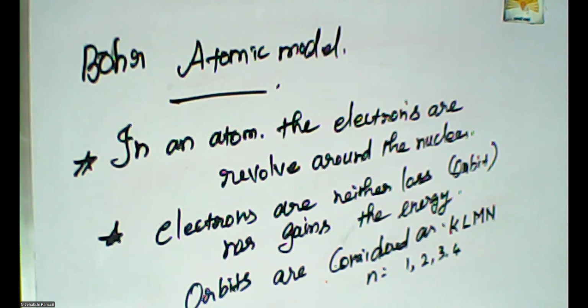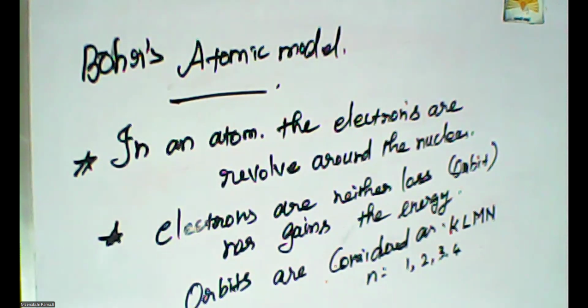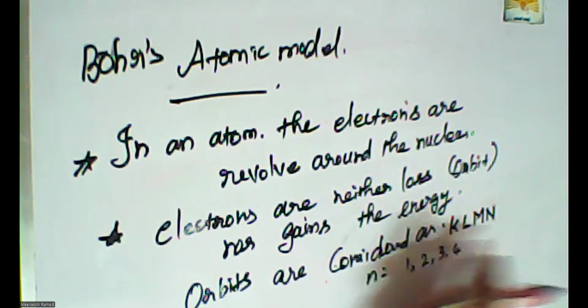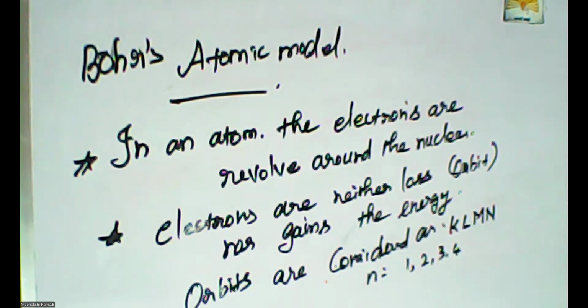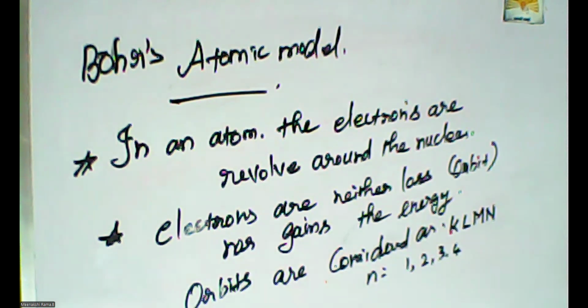So these are all the postulates of Bohr's atomic model. In an atom, electrons revolve around the nucleus. Electrons neither lose nor gain energy. Orbits are considered as K, L, M, N. The orbits' energy levels are also considered as numbers 1, 2, 3, and 4.